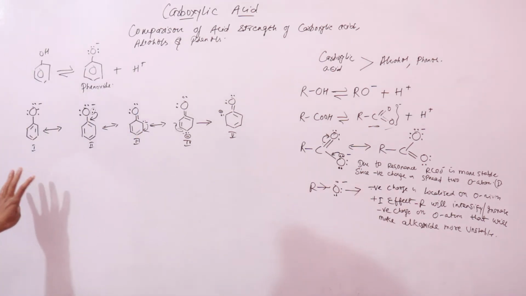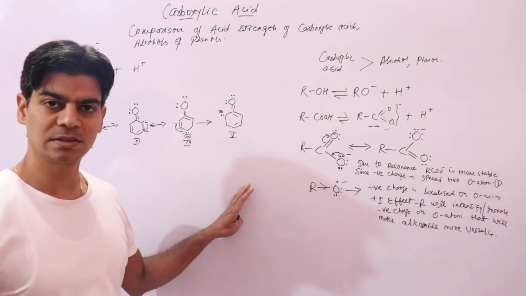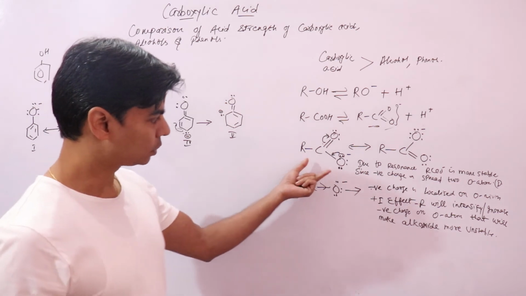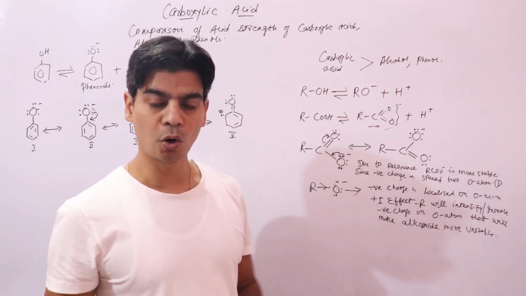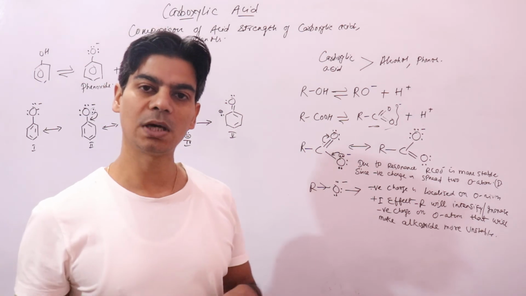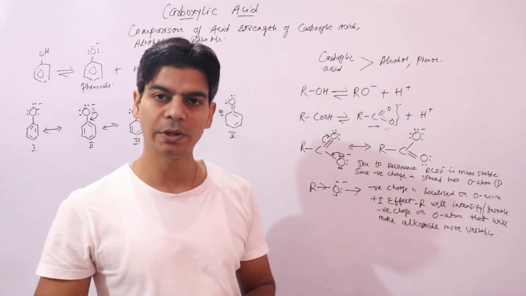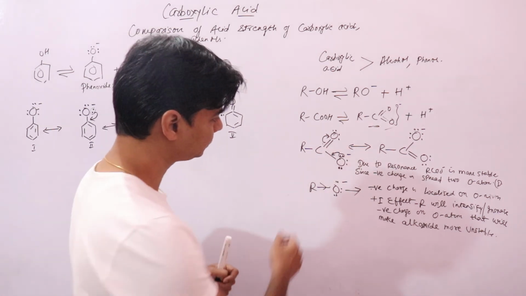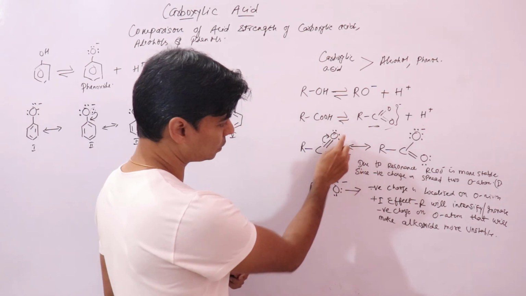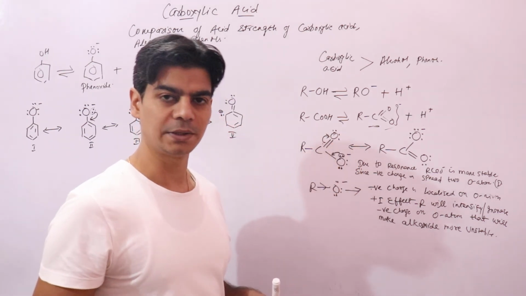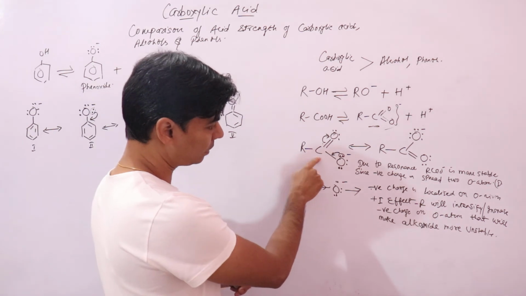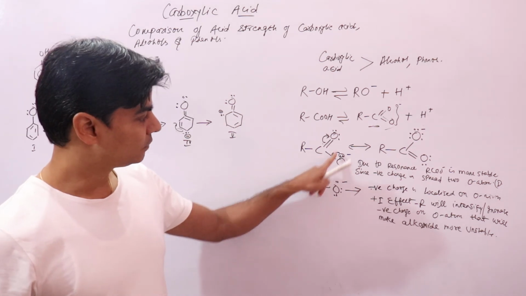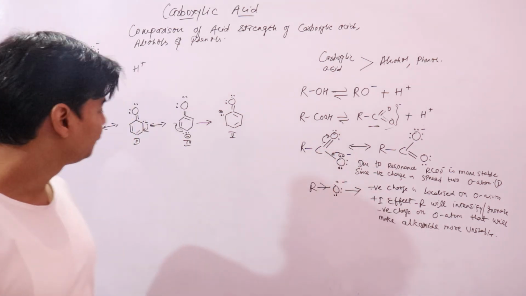But we say that phenoxide is less stabilized by resonance compared to carboxylate ion. Remember one thing, that in carboxylate ion, this negative charge is spread on two oxygen atoms, which are more electronegative. And we know that electronegative atoms have a higher tendency to keep the electron pair to themselves. In this molecule, we have carbon and oxygen. Oxygen is more electronegative than carbon, so this negative charge is on oxygen atoms.